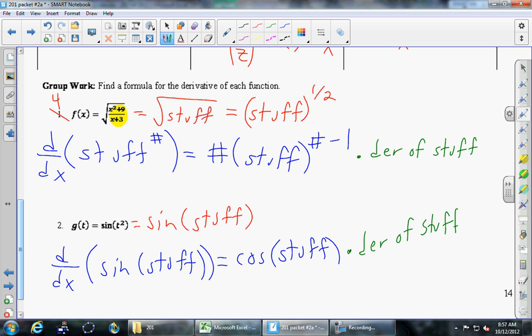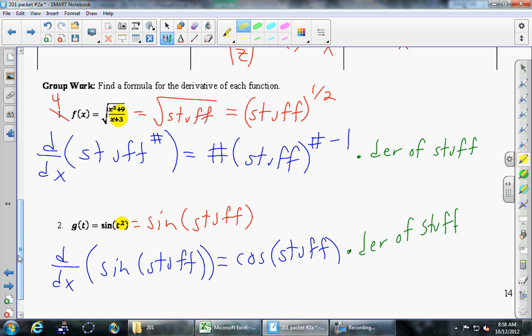So this one was a lot easier than the one up above. See if you can find your answer to this one. What you should see is cosine of t squared. That's the stuff. And then the green times the derivative of the stuff. I will highlight the stuff in yellow. What is the stuff? t squared. So what you should see at the end is the derivative of t squared. That's 2t.